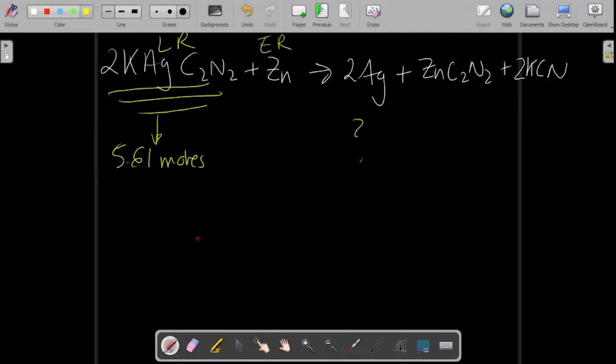Let's read the recipe. What does the recipe say? The recipe says that 2 moles of the ore, see those 2 right there, the 2, will produce 2 of silver.